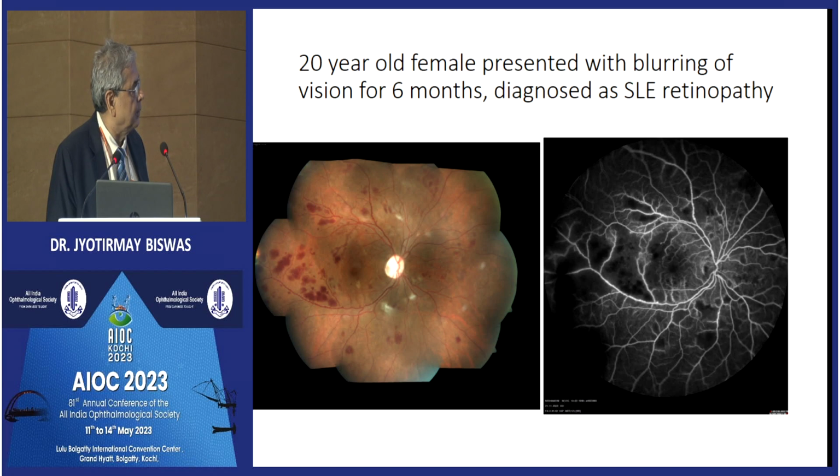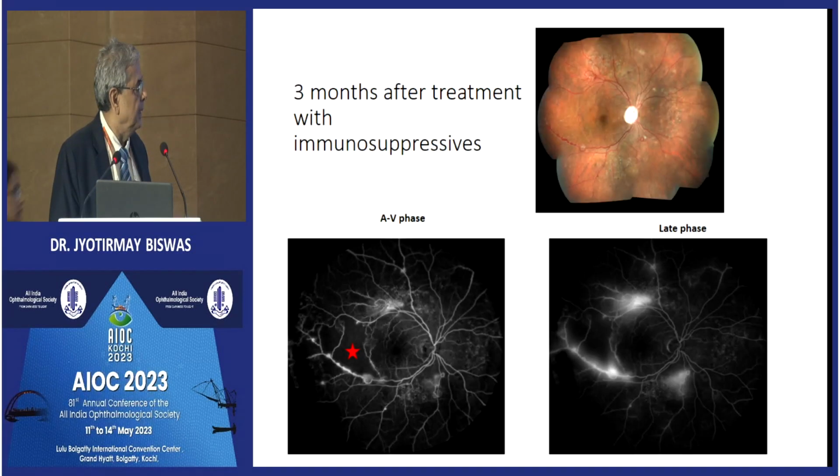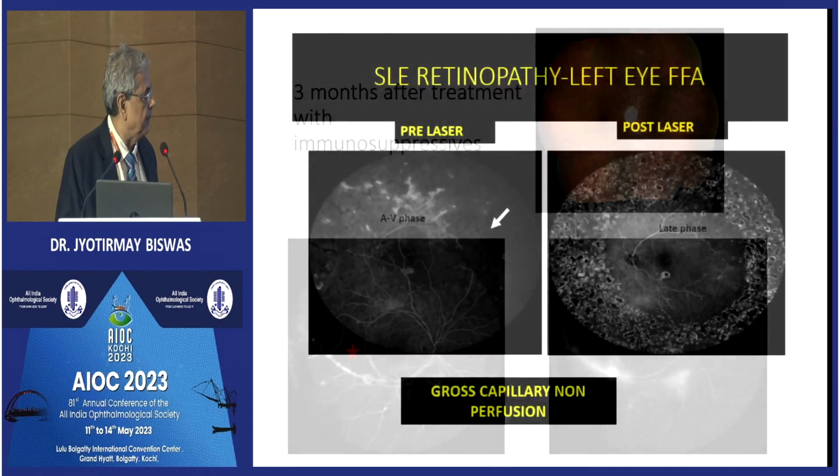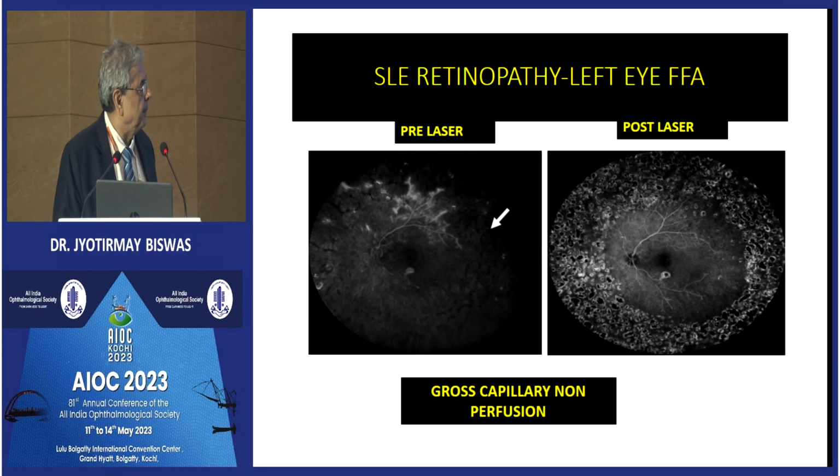It gives the area of capillary non-perfusion and the amount of capillary non-perfusion as seen in this picture. And here you can see the retinal vasculitis with gross capillary non-perfusion in the case of SLE. Three months after treatment with immunosuppressive agents, there is a complete resolution of inflammation. And this is the patient.